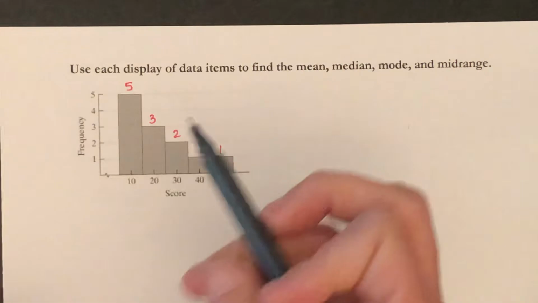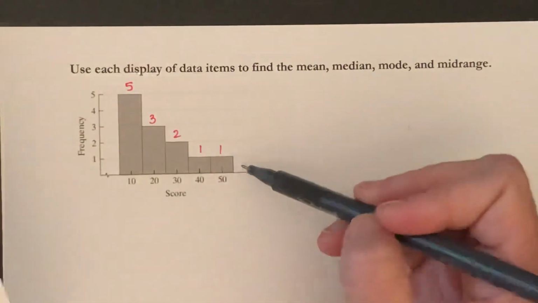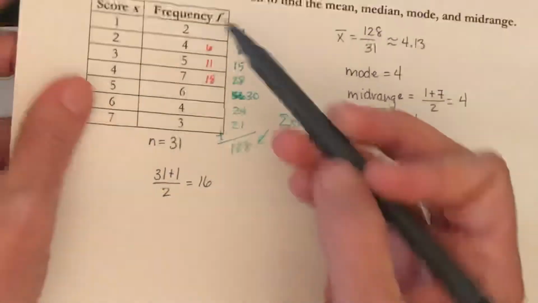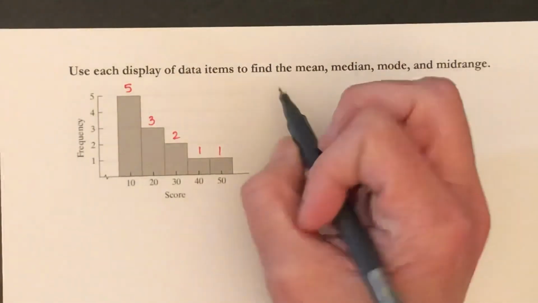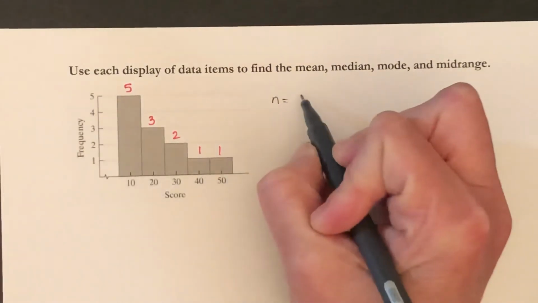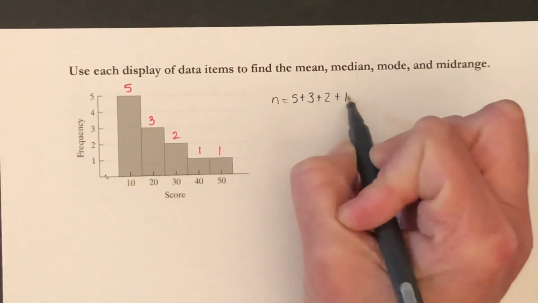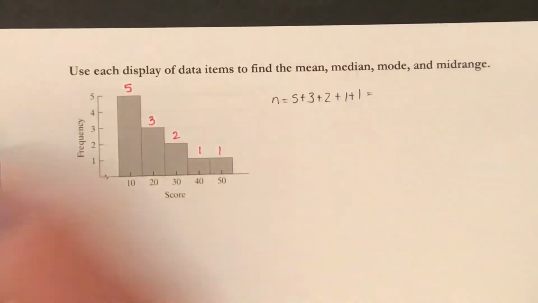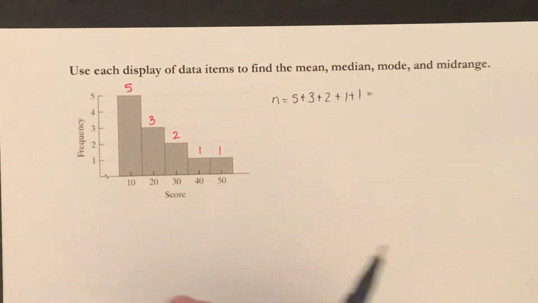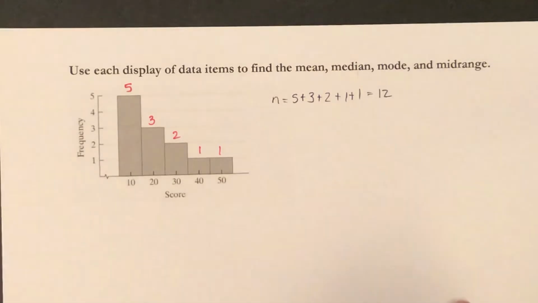Okay, so over here, to find the total number, our n value, we added up the frequencies. That's what we're going to do here. Our frequencies are up here. So our n value is going to come from 5 plus 3 plus 2 plus 1 plus 1, which does give us 12. Okay.